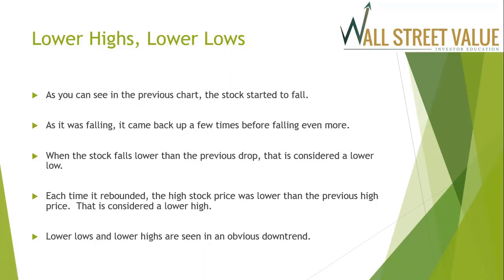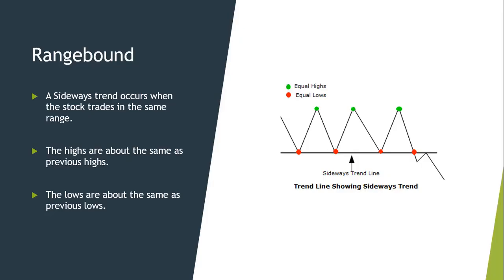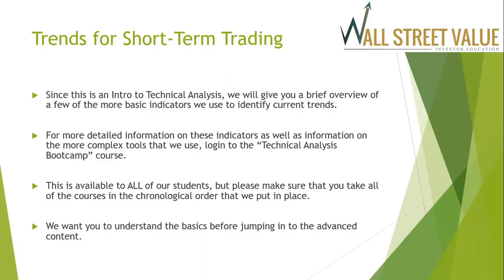As you can see in that chart, the stock started to fall. As it was falling, it came back up a few times before falling even more. When the stock falls lower than the previous drop, that's considered a lower low. Each time it rebounded, the high stock price was lower than the previous high price. That's considered a lower high. Lower lows and lower highs are seen in an obvious downtrend. A sideways trend occurs when the stock trades in the same range. The highs are about the same as previous highs. The lows are about the same as previous lows.